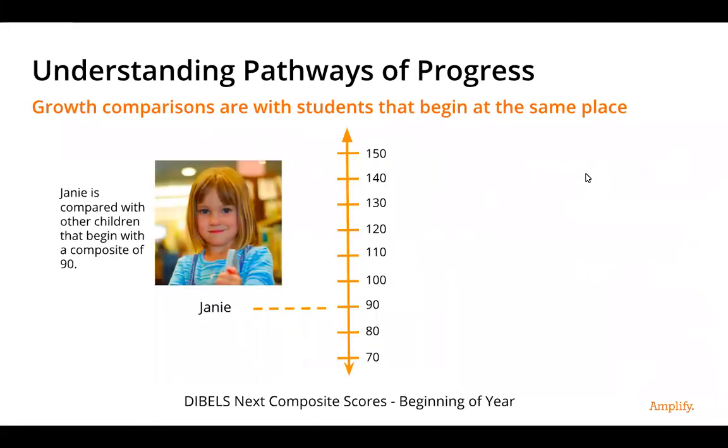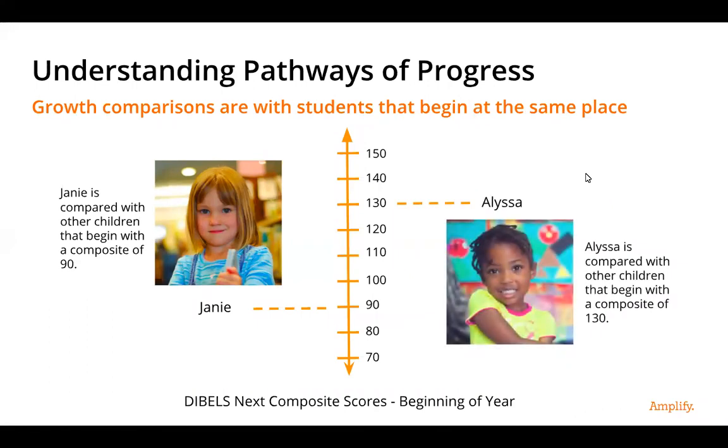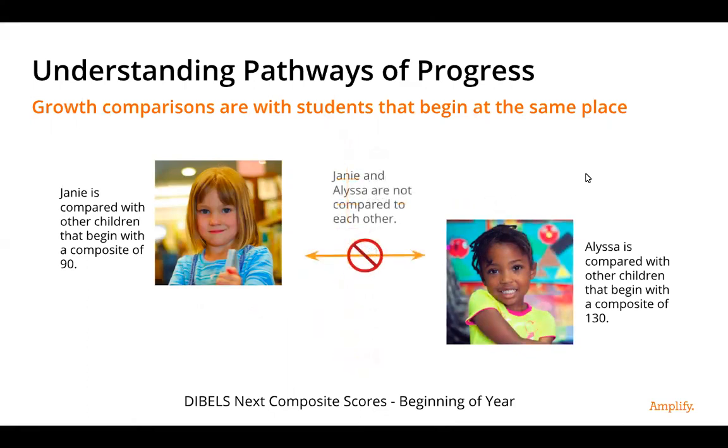Okay, so understanding Pathways of Progress really quickly. Basically, Pathways of Progress are growth comparisons with students that begin at the same place. On the slide, you can see Janie. She started with a composite of 90 at the beginning of the year. Then we have Alyssa. Alyssa started with a composite of 130. So Janie and Alyssa had very different composite scores. Janie is going to be compared with other children that begin with a composite of 90. And when we look at Alyssa's growth, we're going to compare her growth with other children that began with a composite of 130. What we won't do is compare Janie's growth to Alyssa's growth, since they're starting out in such different places. So that's just an explanation of how we compare growth.